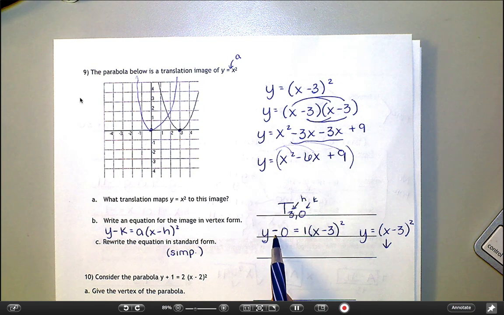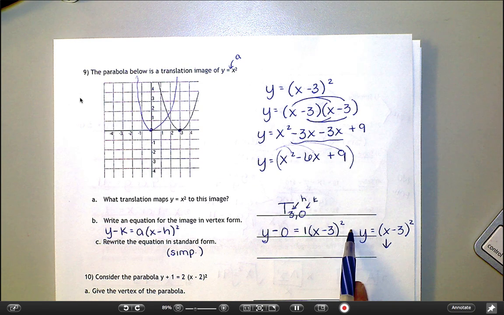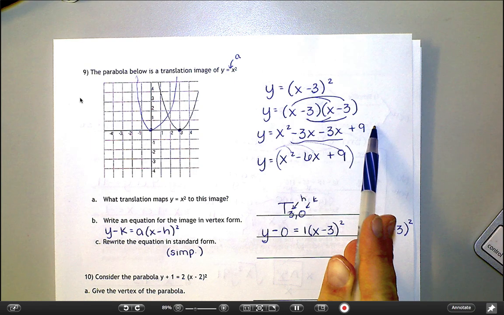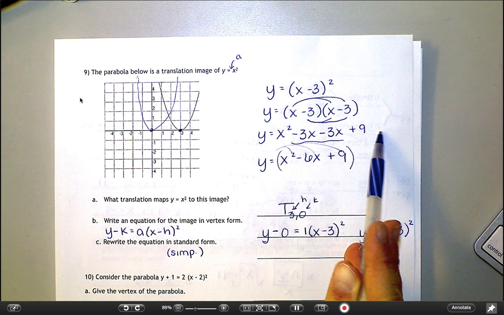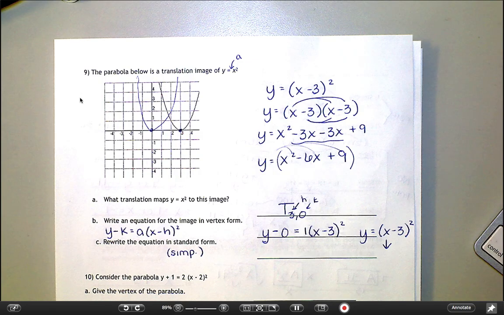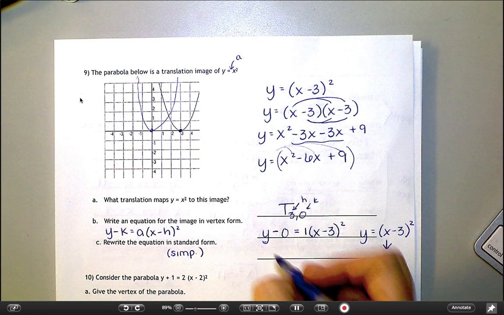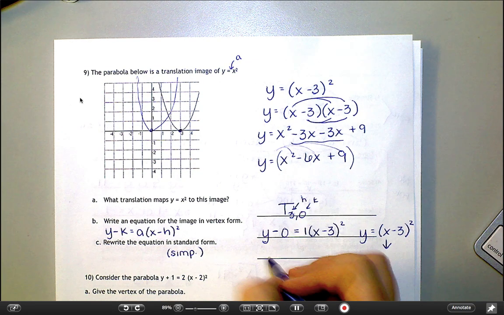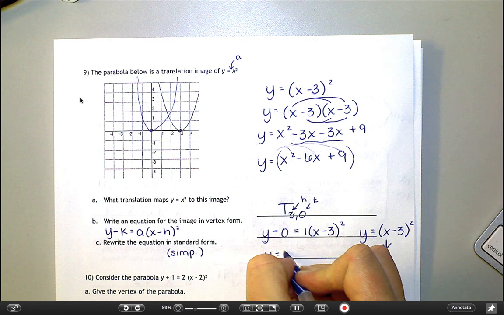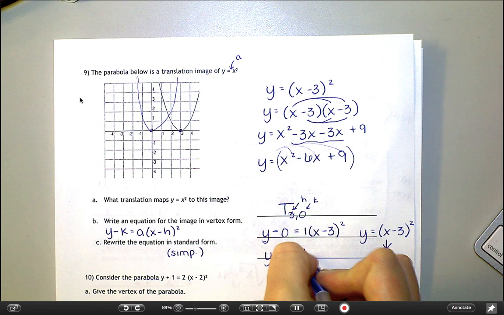And then also, had I had a number over here with y, I would have had to either add or subtract it from the other side, meaning you would have had another number hanging out here that you would have eventually combined with the 9. This was a very convenient problem in that the only thing I had to do was the FOIL. But it's just going to look like this: x squared minus 6x plus 9.